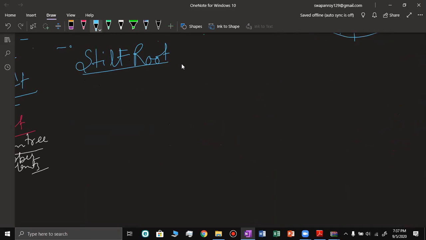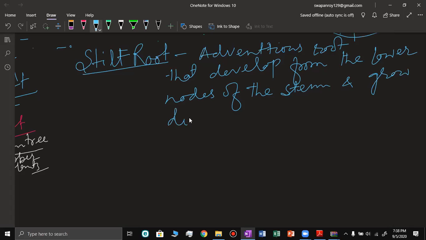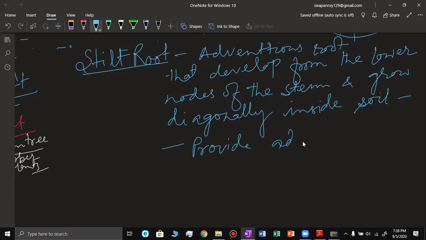Stilt roots are adventitious roots that develop from the lower nodes of the stem and grow diagonally inside the soil, so they provide additional mechanical support or strength.